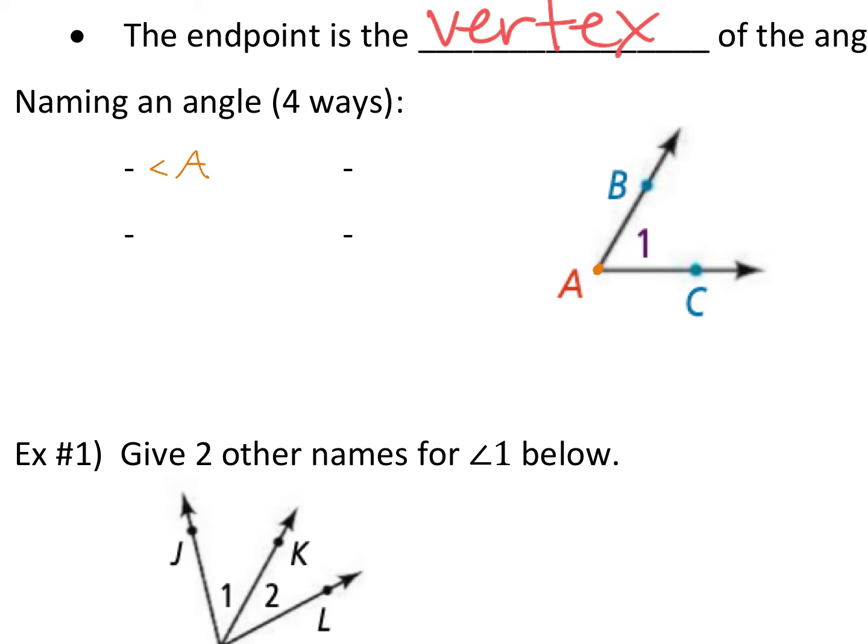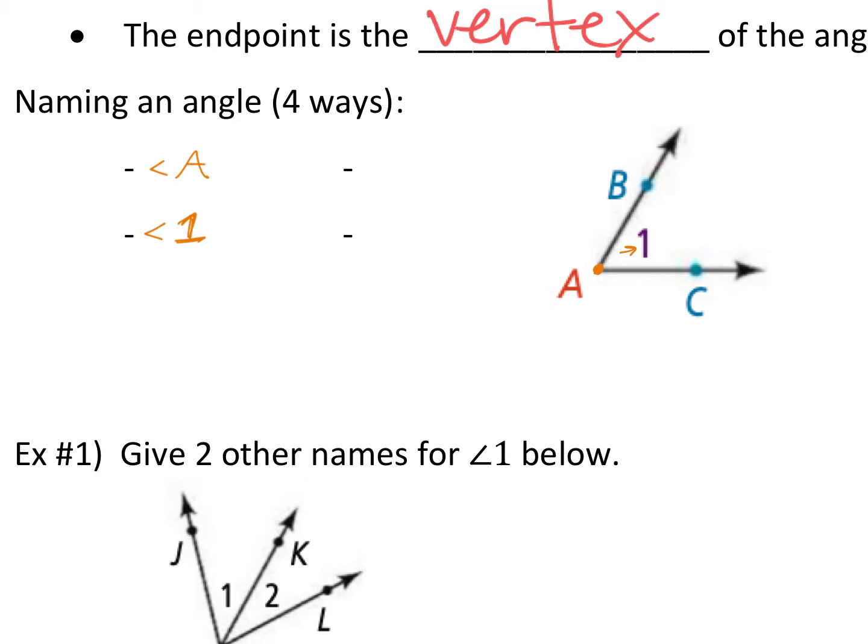Forrest, did you have a different one? Angle 1 is another way you could name this angle. You may name it if there's a number inside, not an angle measure. So if it said 36 degrees, we don't say angle 36. But sometimes there's just a number as a placeholder, kind of like a variable. You may name it by that number, not by the angle measure. You may also name it by the vertex by itself. And then there's 2 other ways, and they're very closely related.